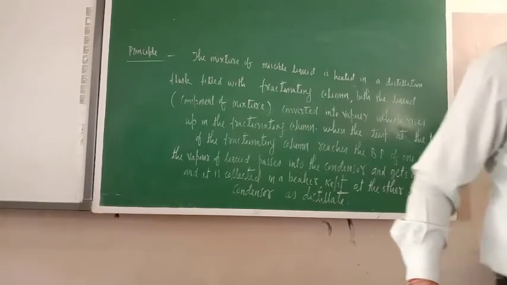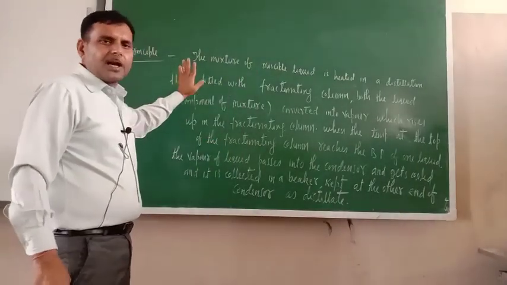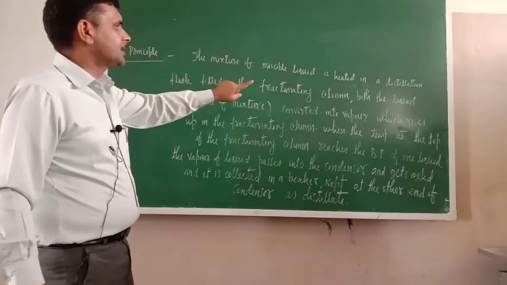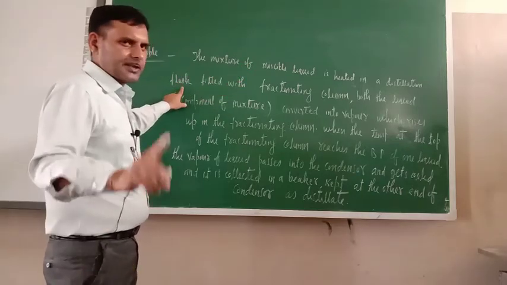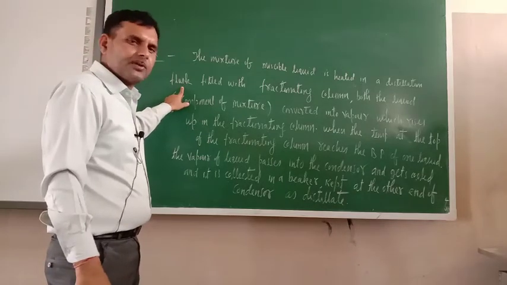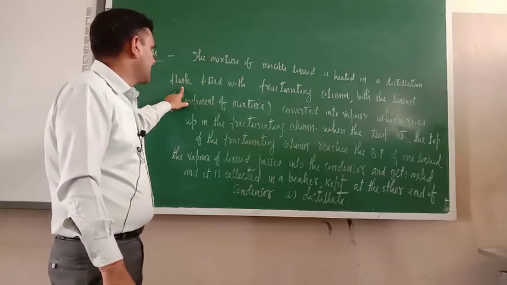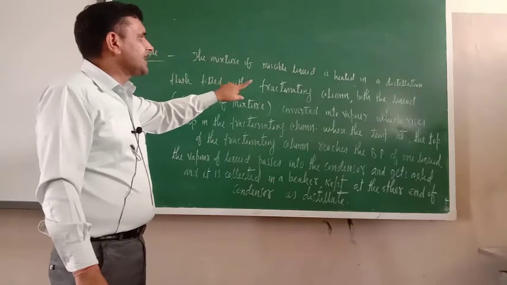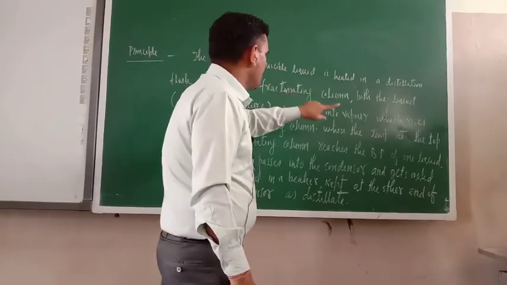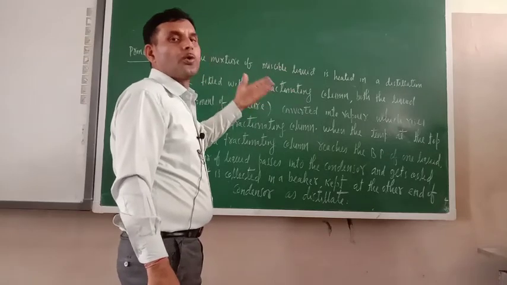So dear cadets, now note down the principle of this method. See, the principle I have already explained to you, the same thing I wrote here. The mixture of miscible liquids is heated in a distillation flask. Always remember, it is a mixture, but the difference in the boiling points of the components of the mixture is less than 25 Kelvin. So the mixture of miscible liquids is heated in a distillation flask fitted with a fractionating column. Here I wrote both, but it may be more than two components.